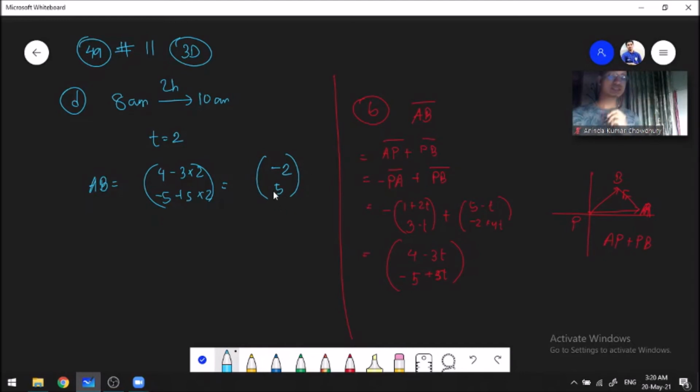But they told us to find the distance between the two ships. This is the displacement vector. So to get the distance, you have to do this. I component square plus the j component square, root over. So 4 plus 25, that is root 29, which turns out to be 5.39. This is our distance between the two ships at 10 a.m. So be very careful about the displacement between the two ships at 10 a.m. and the distance between the two ships at 10 a.m.